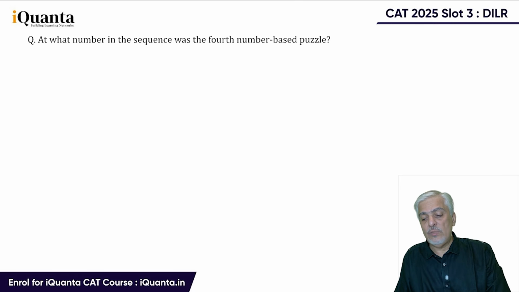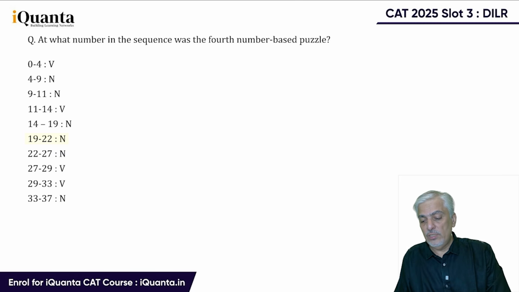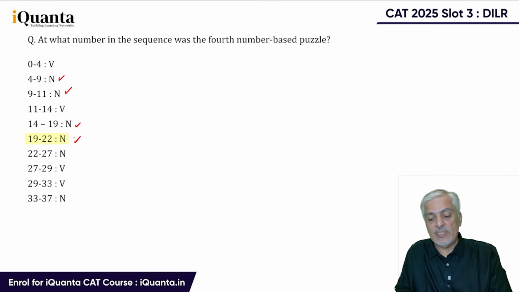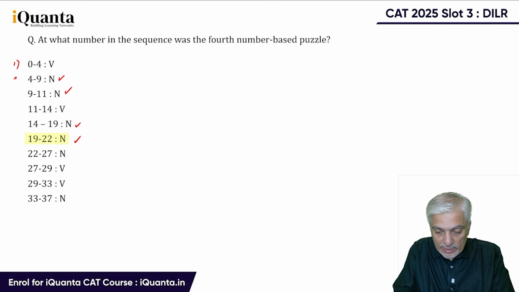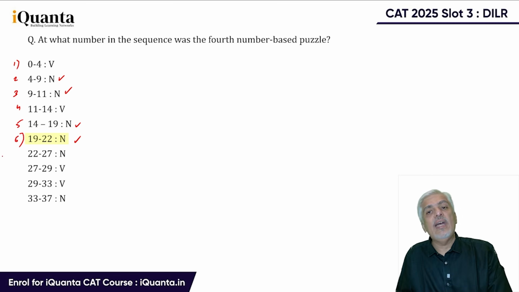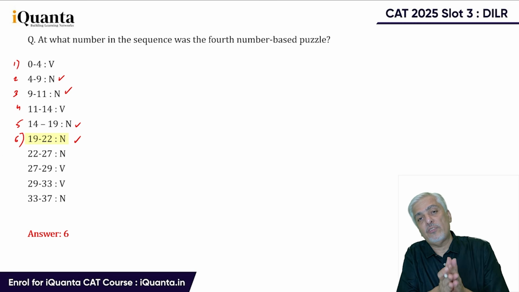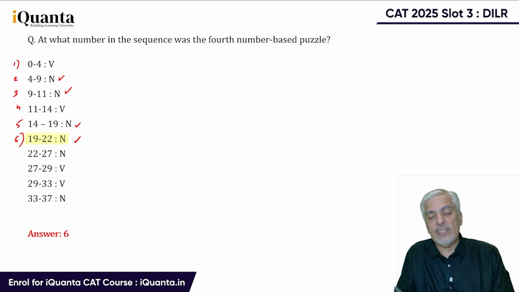At what number in the sequence is the fourth number-base puzzle? If I have done this for A, the fourth number-base puzzle, first, second, third, fourth, is actually what number? This is 1, 2, 3, 4, 5 and 6th number, and therefore the answer is 6. So if you do it smartly in an exam situation, after doing question 4, question 3 is going to become straightforward, then you would directly get it.